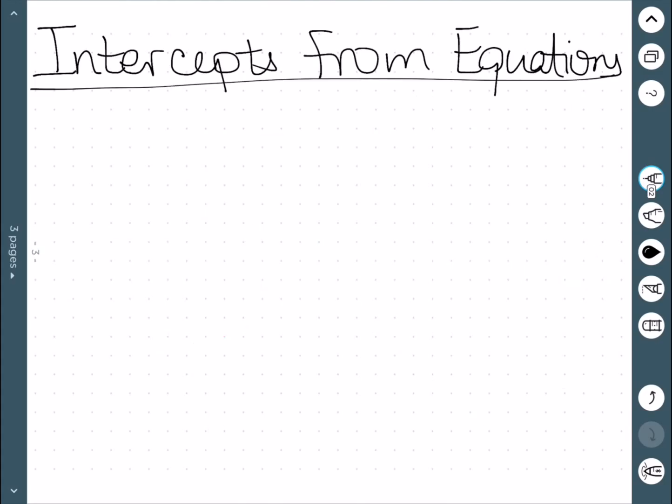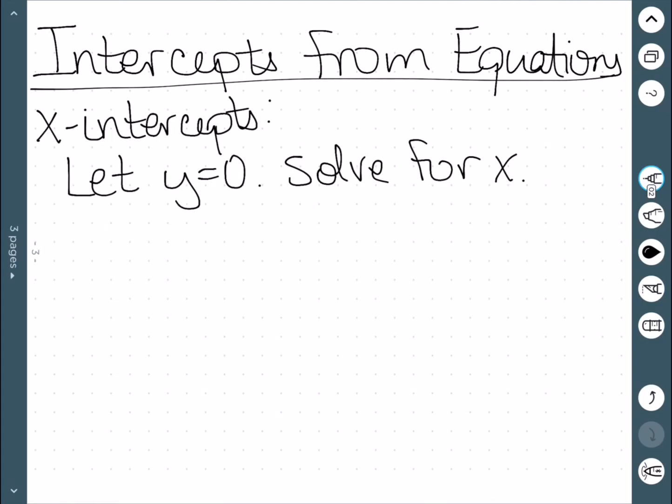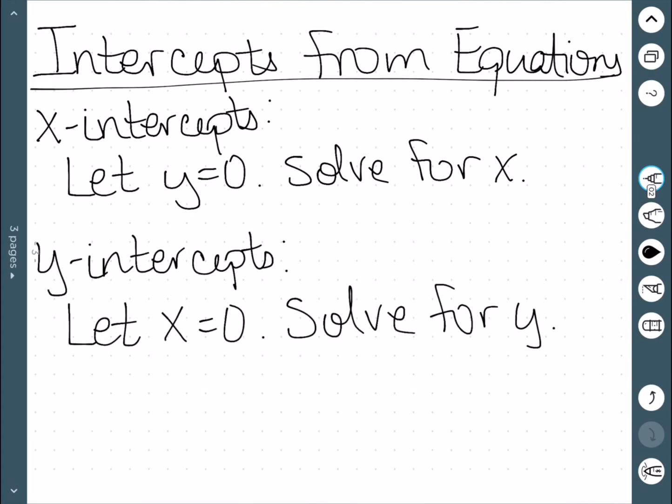However, finding intercepts from equations can be a little more difficult. When I'm dealing with an x-intercept, this is on the x-axis, so I haven't moved any in the vertical direction. Therefore, we let y be equal to 0 and solve for x. My y-intercepts are on the y-axis, therefore I haven't moved any in the horizontal direction, so we let x be equal to 0 and solve for y.